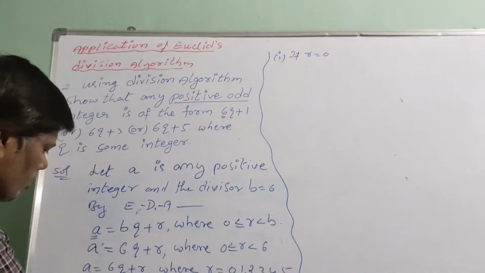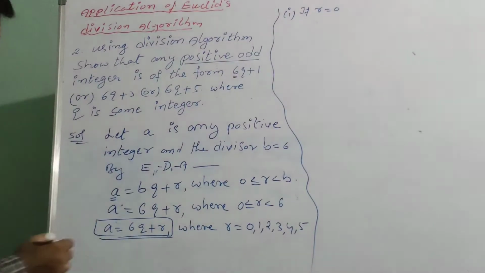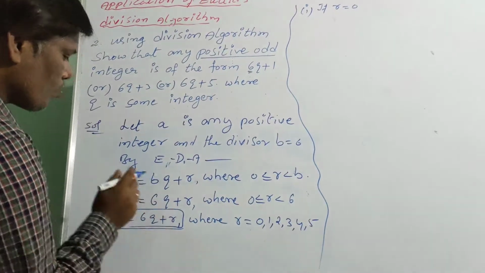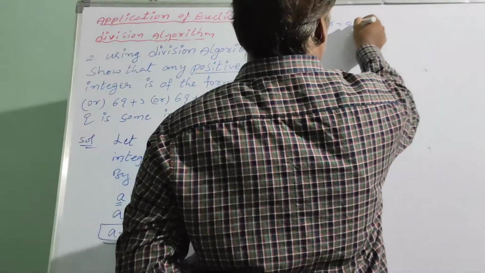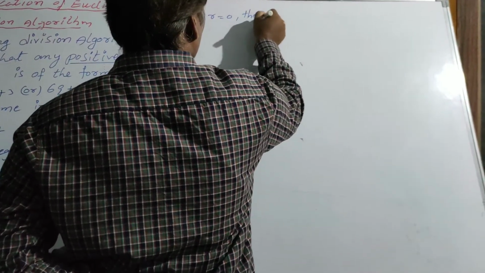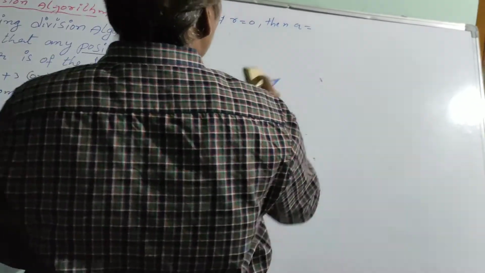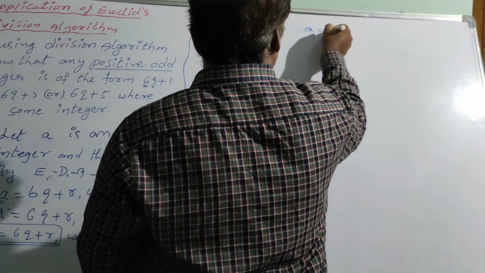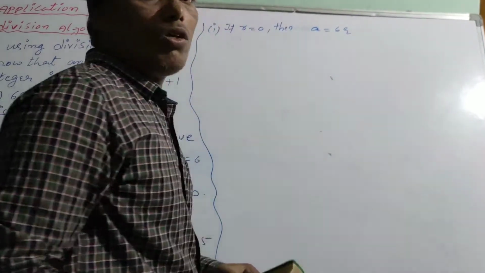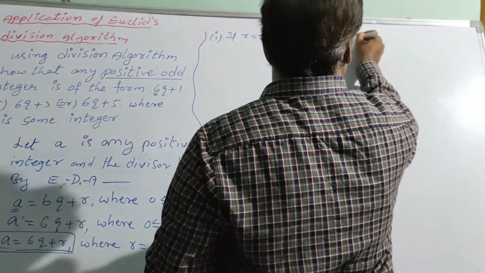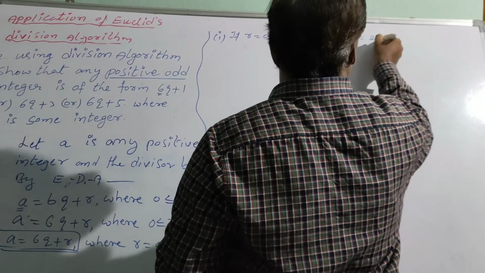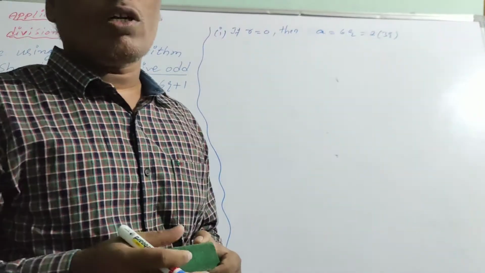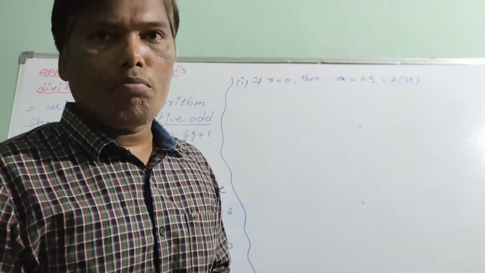If the remainder is 0, then we get this form of the positive integer: a is equal to 6q plus r, and r is equal to 0, so we will get a is equal to 6 into q. So 6q means, as per our knowledge, 6 can be written as 2 into 3q.